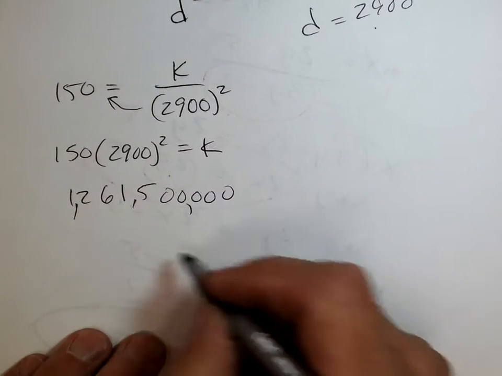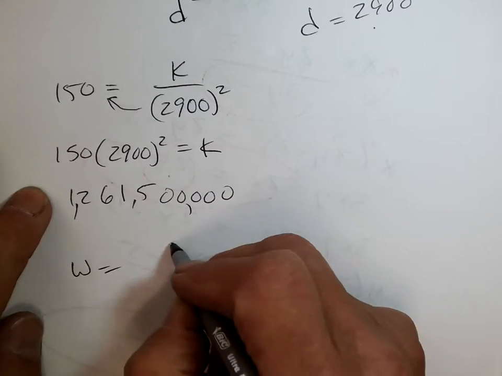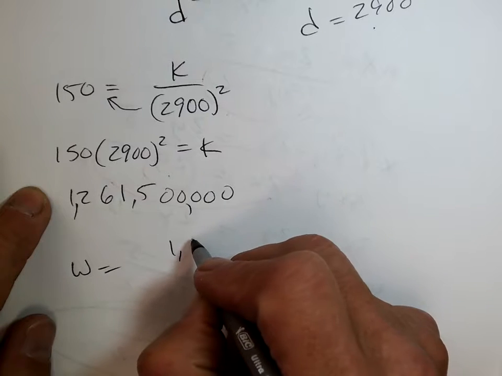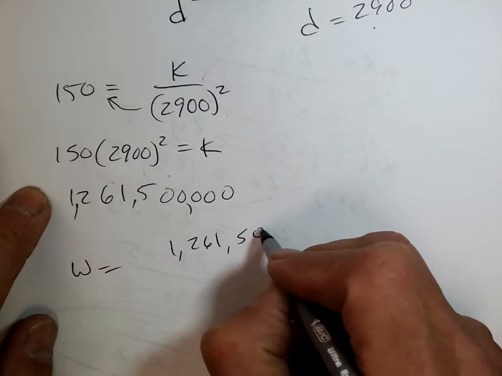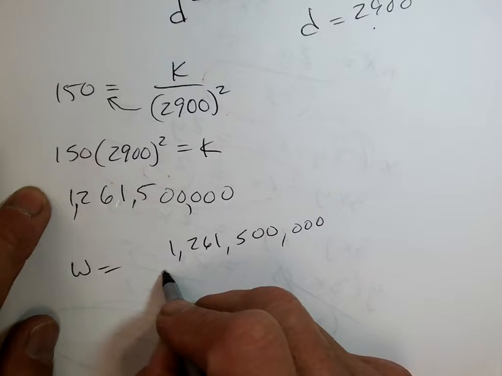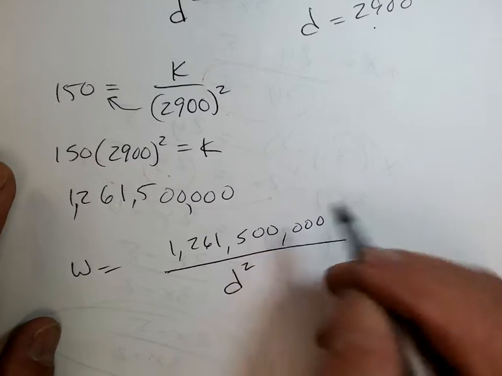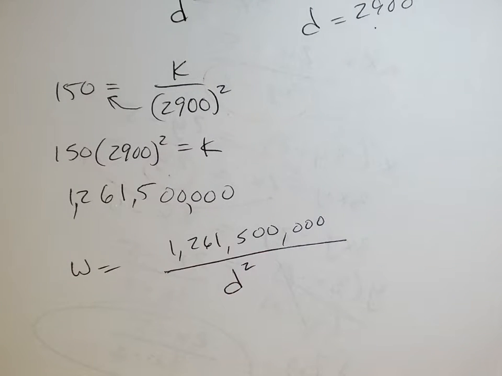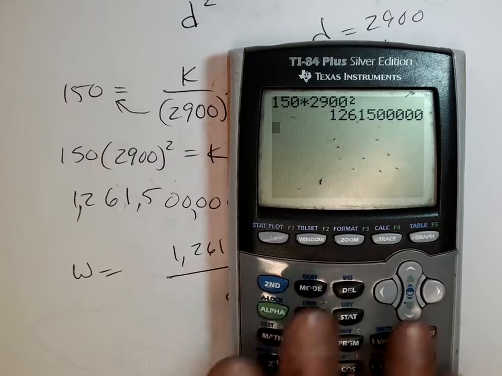So my equation is going to be this. You ready? W equals this big number, 1,261,500,000 all over d squared. That's my equation. Now, I'm smart enough to leave that number in my calculator because I'm going to need it. Don't erase it, because I don't want to retype that.